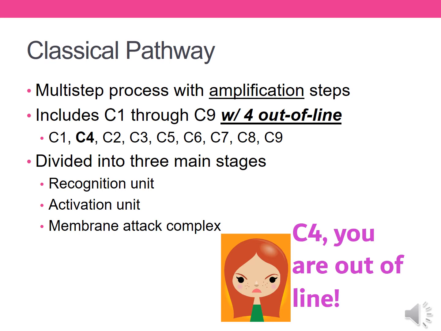One thing you want to remember, and please make note of, is that we have C1 through C9 with C4 out of line. Remember that I told you these were numbered when they were first discovered. So the first one discovered was C1, then C2, and then C3. After they discovered C3, they discovered C4, but it was actually towards the beginning of the process. So that's how we say C4 is out of line. So we have C1, C4, C2, C3, C5, 6, 7, 8, and 9.